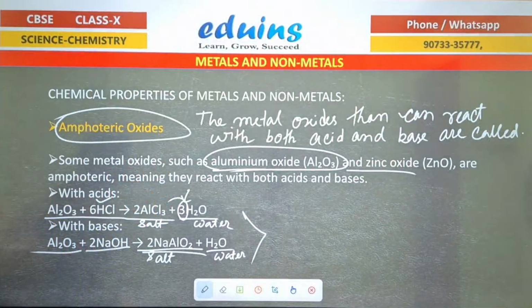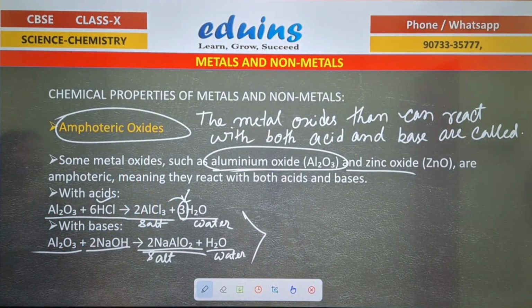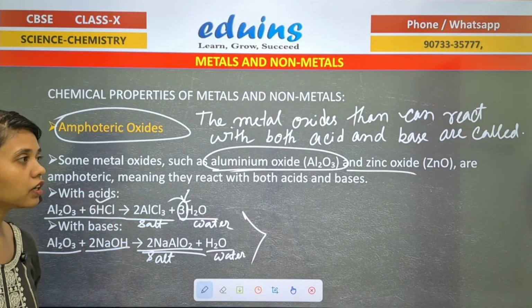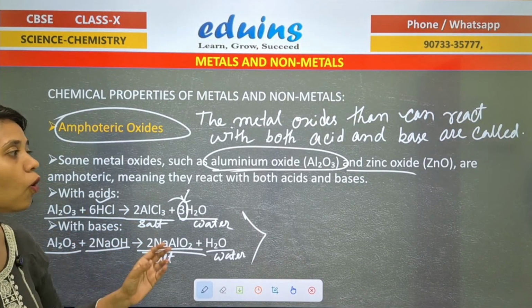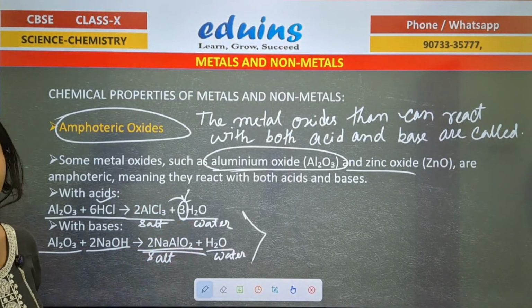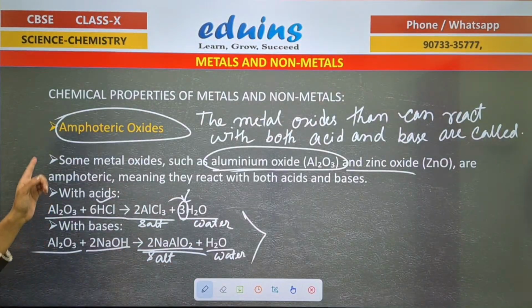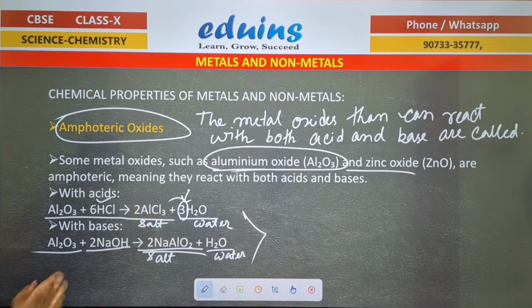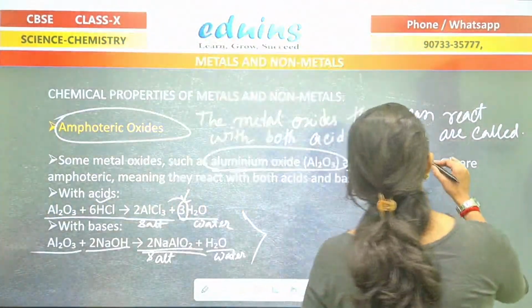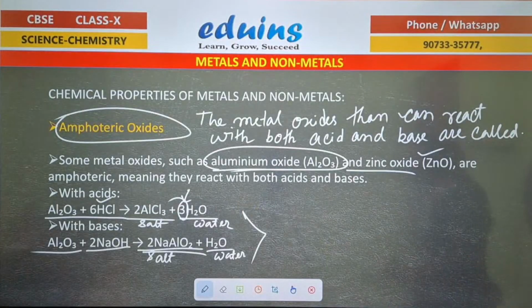What is the conclusion? The conclusion is that aluminium oxide, when it reacts with acid and bases, produces salt and water. So it reacts with both acids and bases. This is the example of an amphoteric oxide. One other example is zinc oxide. This is an important question for you guys, so please concentrate in this portion.